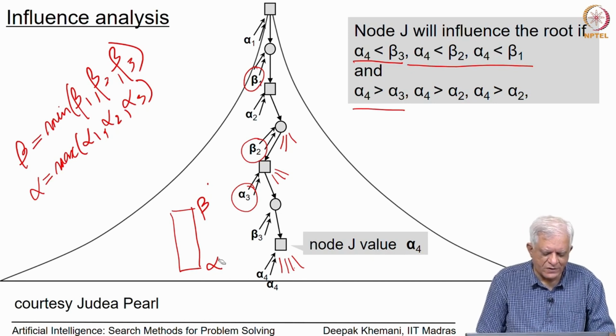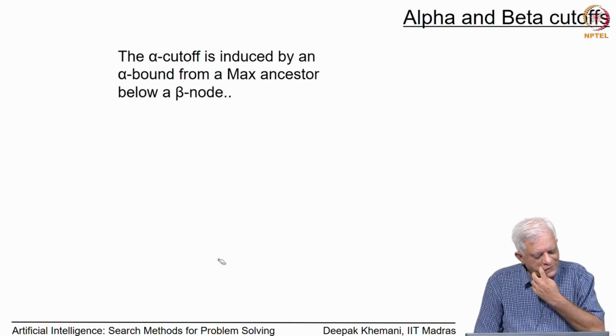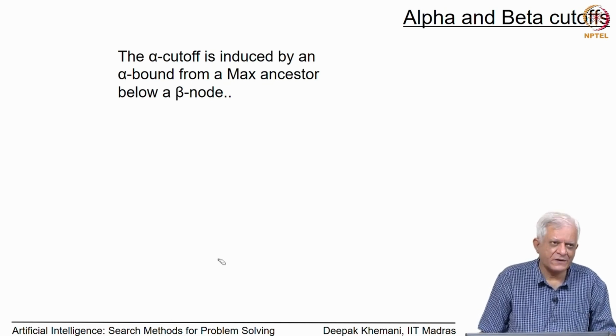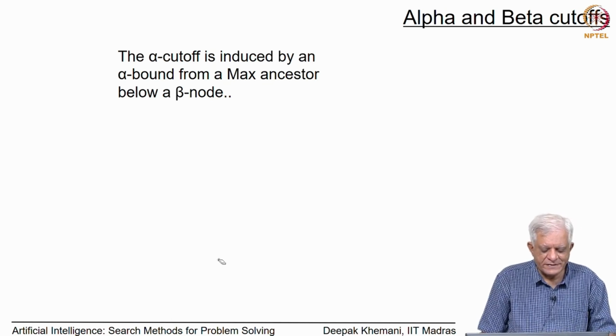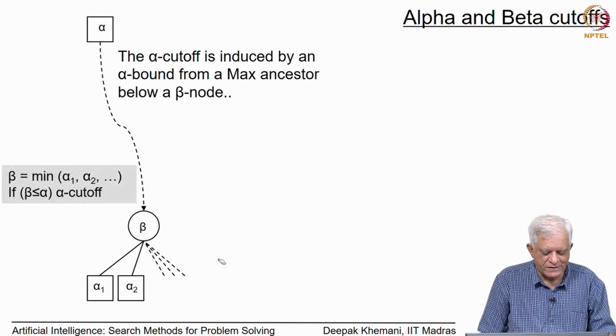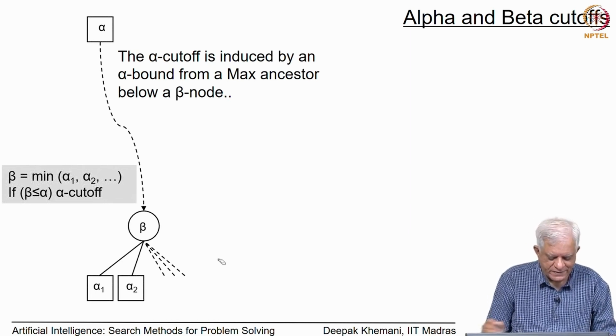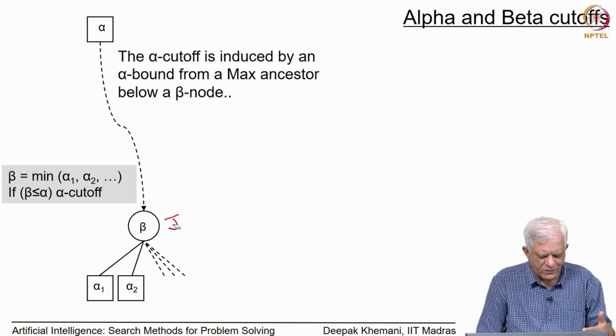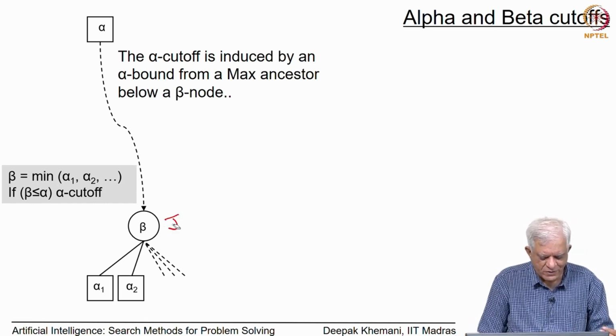So, there are two kinds of cutoffs. The alpha cutoff that we saw earlier in the case of the tic tac toe game is induced by an alpha bound from a max ancestor, and the alpha cutoff happens below a beta node essentially. So, if your situation is something like this, that you are exploring a beta node and this is the node j that you are exploring at this moment, and you have looked at some children alpha 1, alpha 2 and you are looking at other children and so on.